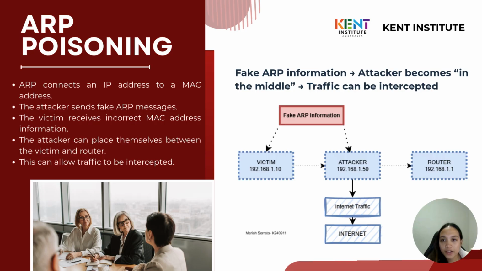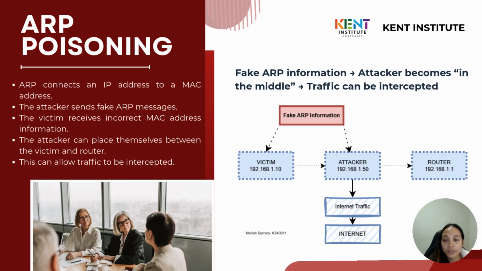So first, ARP poisoning. ARP, or Address Resolution Protocol, connects an IP address to a MAC address on a local network. In an ARP poisoning attack, the attacker sends fake ARP messages. These messages can contain incorrect information about the MAC address connected to an IP address.